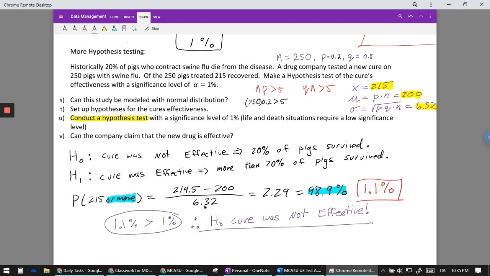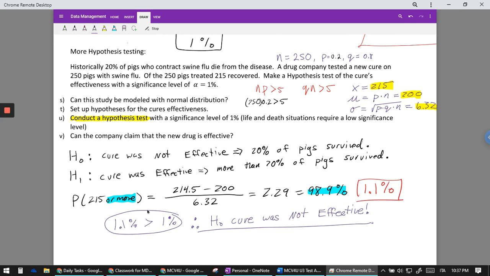Let's take a look at this formula here. This formula basically is saying, what is the probability of getting 215 or more out of, if the average is 200, given the fact that the standard deviation is 6.32, okay? Given that the standard deviation is 6.32. And so as a result, we get a 1.1% here.